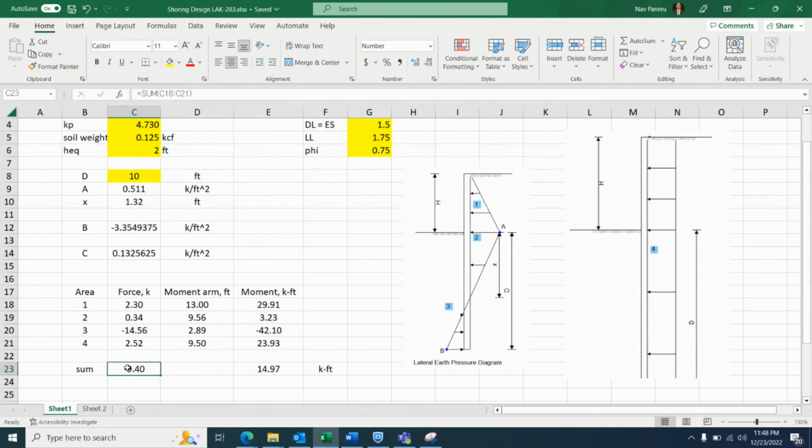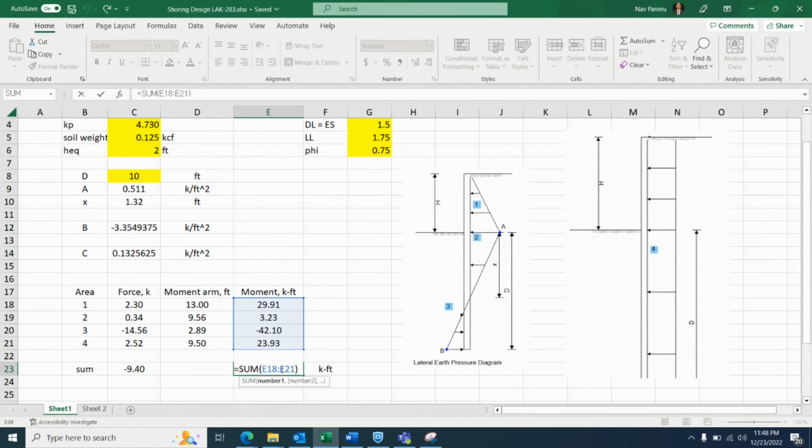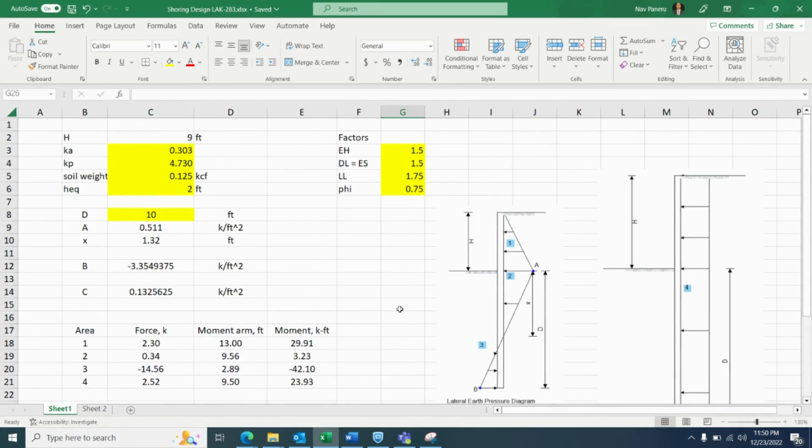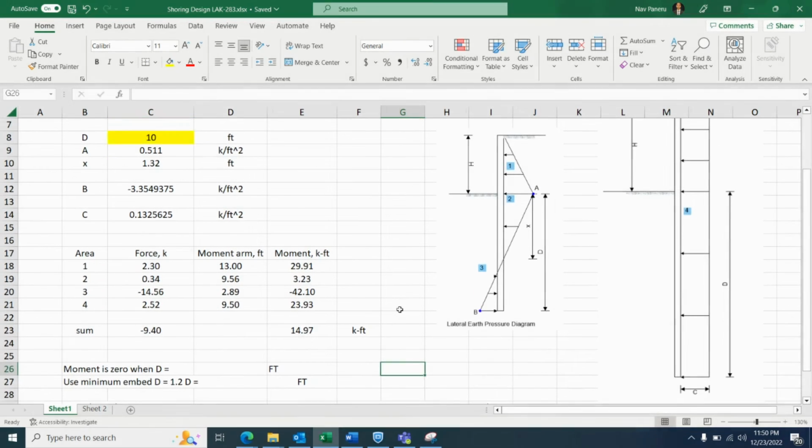Now we'll get the sum of all the forces, and we'll calculate the sum of all the moments. It's very important to understand that the main purpose of sheet pile design is to balance forces.